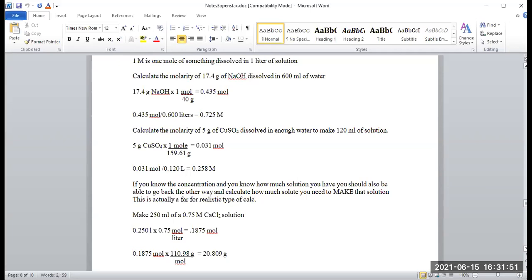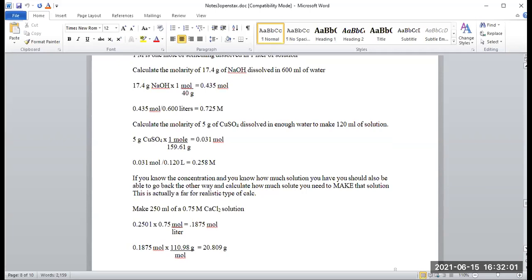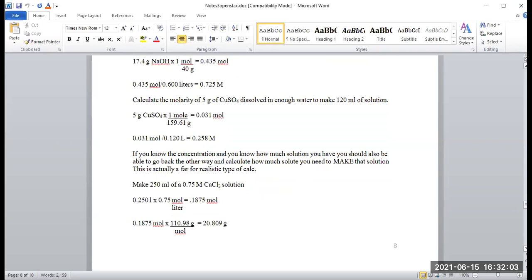So the other one, I gave you different amounts, okay? It also has a different molecule, so it has a different molar mass. I just wanted to make sure I gave you a couple of examples because this is a common calculation.